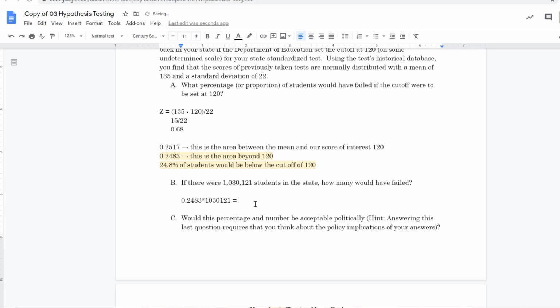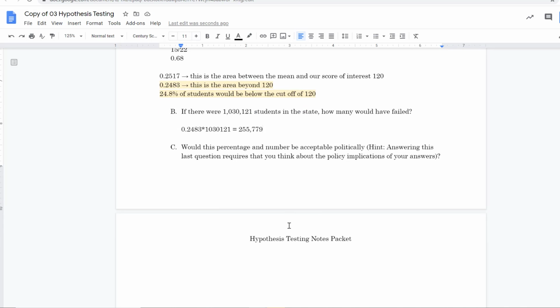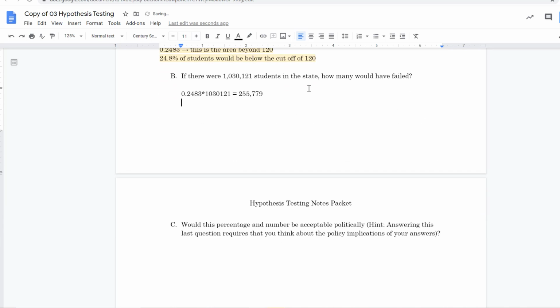And let's see, I'm going to pull up my calculator and let's do this. 0.2483 times 1,030,121, 255,779. That is the number of students that would fail and be held back. So then the last question, I'm just going to take this down to the next page.